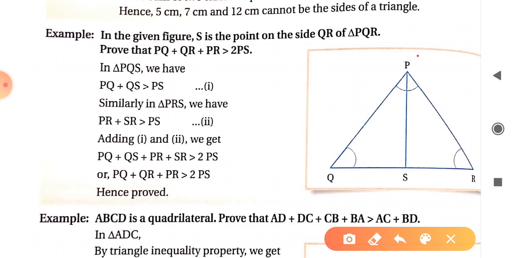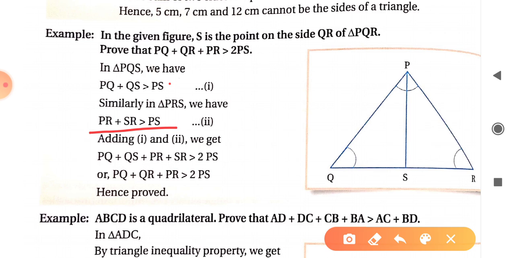Firstly, in triangle PQS, PQ plus QS is greater than PS, because we have to take PS on one side, with the other sides written on the left hand side and PS on the right hand side. Then similarly in triangle PRS, PR plus RS will be greater than PS. PR plus SR is greater than PS.